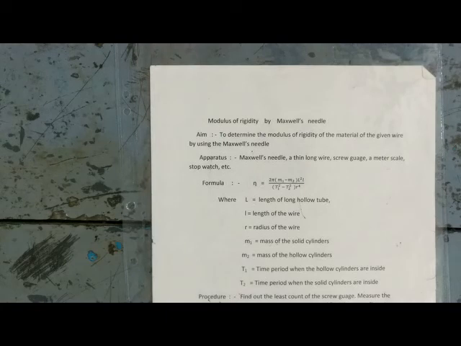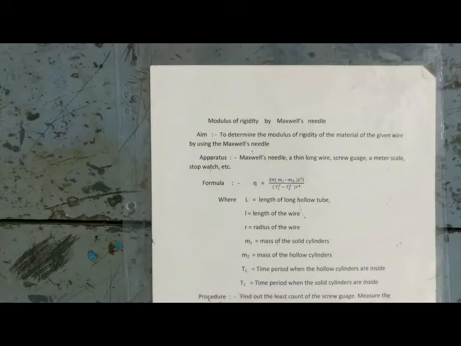Secondly, I will tell you the apparatus used in this experiment: first the Maxwell needle, then a long thin wire, a screw gauge, and a meter scale for measuring the length of the hollow tube and the length of the wire. For calculating the oscillations, we need the time period, which is measured using a stopwatch. Firstly, I will tell you about the formula.